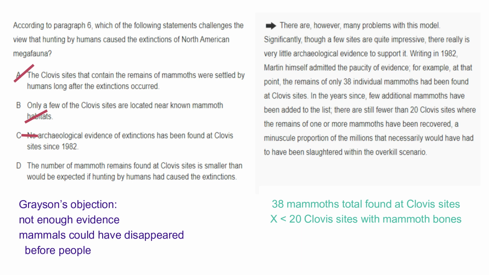D. The number of mammoth remains found at Clovis sites is smaller than would be expected if hunting by humans had caused the extinctions. If the Clovis people hunted the mammals for food, then many Clovis sites should contain many mammoth bones, but not many sites have mammoth bones. Only 20 sites and only 38 mammoths. D is what we are looking for, and is the answer.